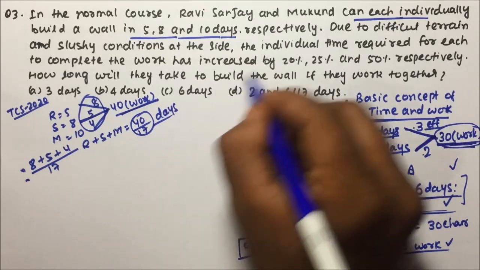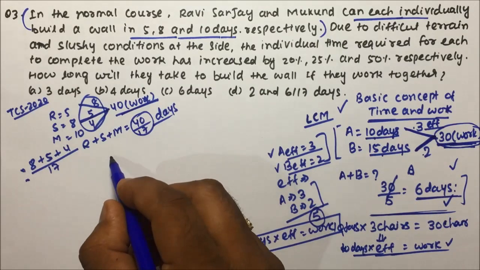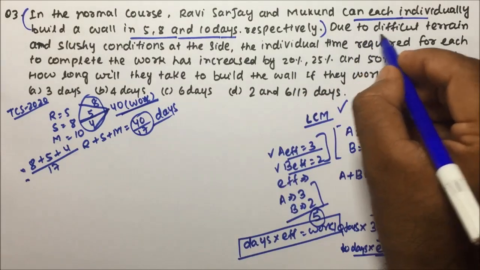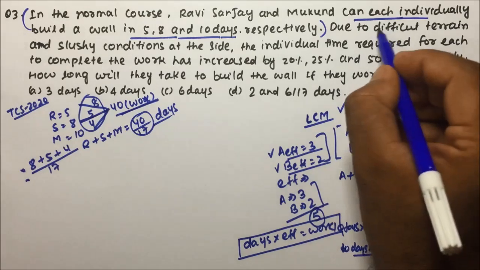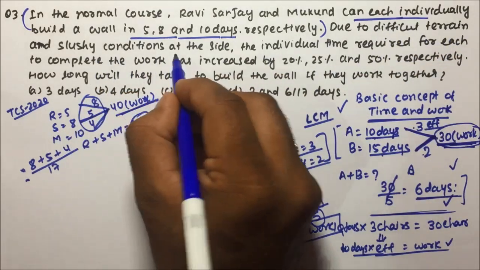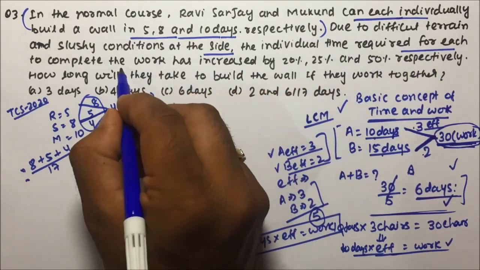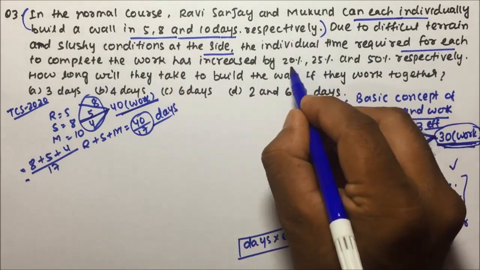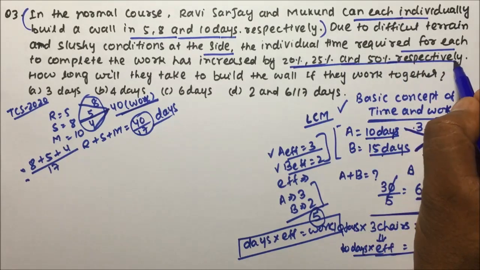So this has not been asked in the question, but for making you understand this concept, I have done this. So the actual problem starts from here. See, the concept remains the same. Whatever I have taught you, the concept remains same. The only thing is you have to understand it and then solve it. So due to difficult terrain and slushy condition at the site, the individual time required for each to complete the work has increased by 20%, 25% and 50% respectively.